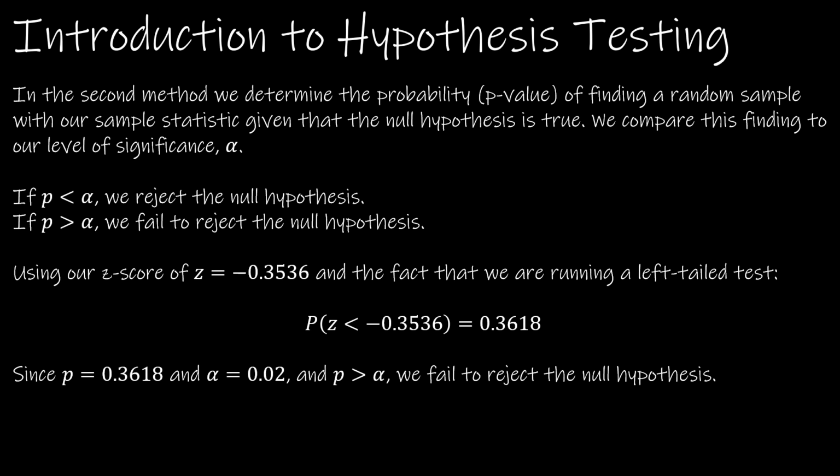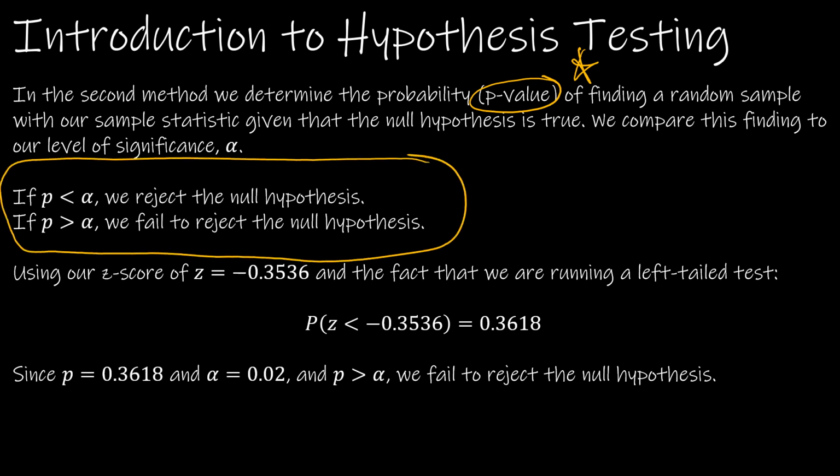So the second method is to determine a probability, and the probability is called a p-value. This is the way that we're going to focus on in this course because this is the way that most researchers draw conclusions, using a p-value rather than a rejection region. And so here's what you need to remember about that. Again, it's based on alpha, our level of significance, and if we get a p-value that's less than alpha, we reject the null.